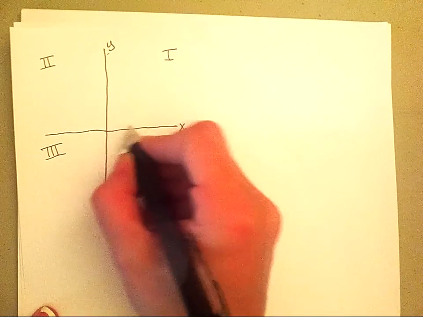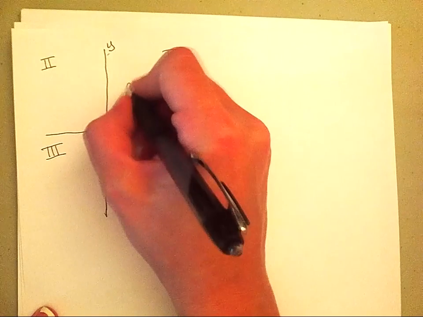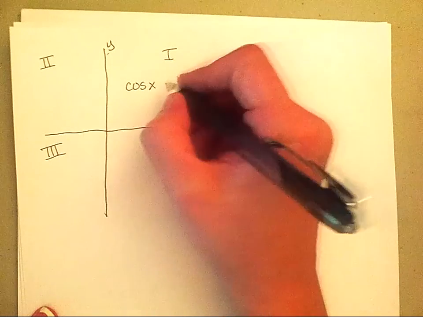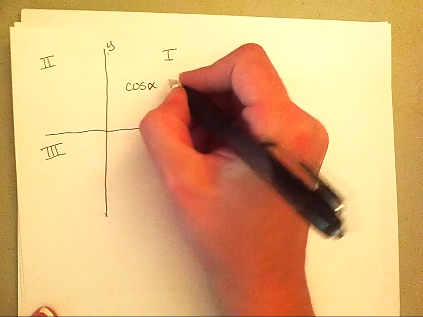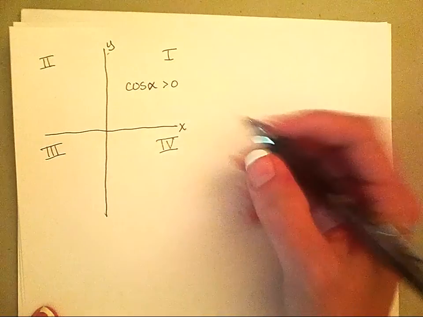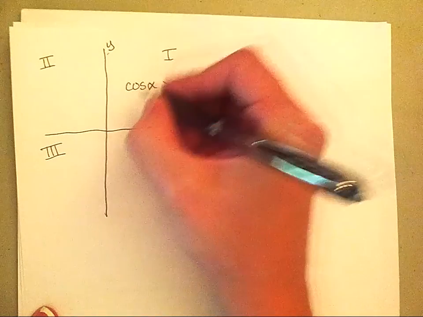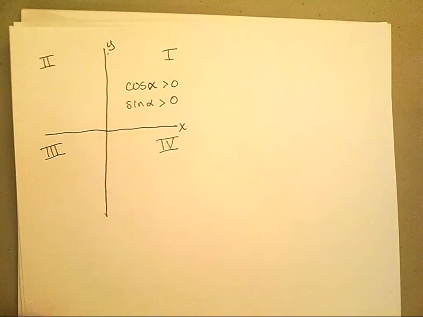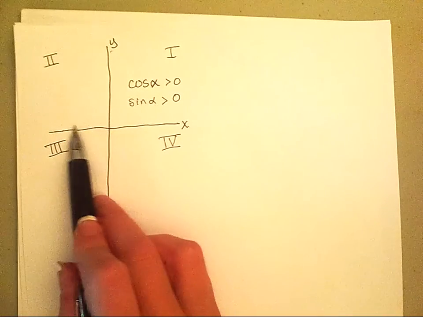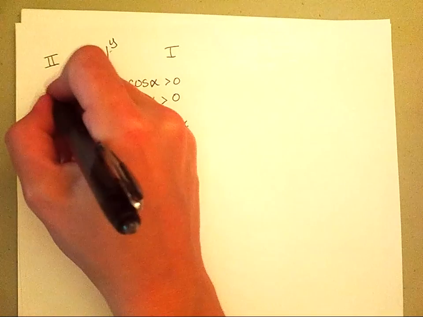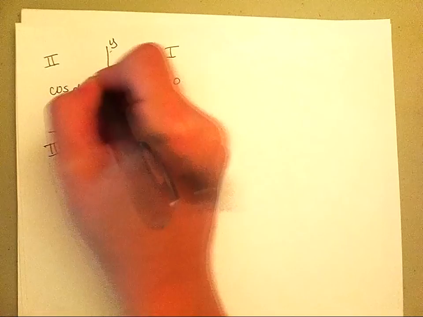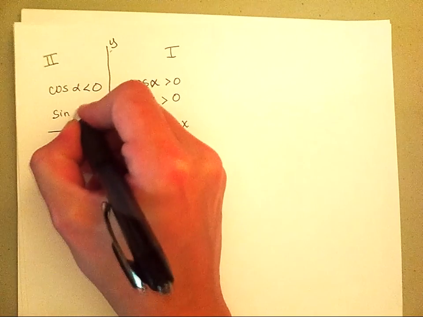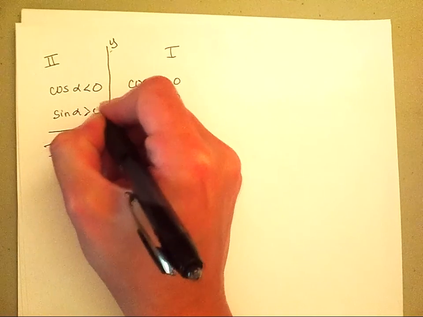So if I'm going to be in quadrant 1, I would have to go positive, and therefore the cosine of the x, or we could say alpha, it doesn't matter, would also have to be greater than 0. Similarly, we'd have to go positive in the y, so the sine of alpha would here be, again, positive. Now, to get to quadrant 2, I would have to go negative in the x direction, which now means that the cosine of alpha is less than 0. But I would still stay positive in the y, so the sine of alpha would be greater than 0.